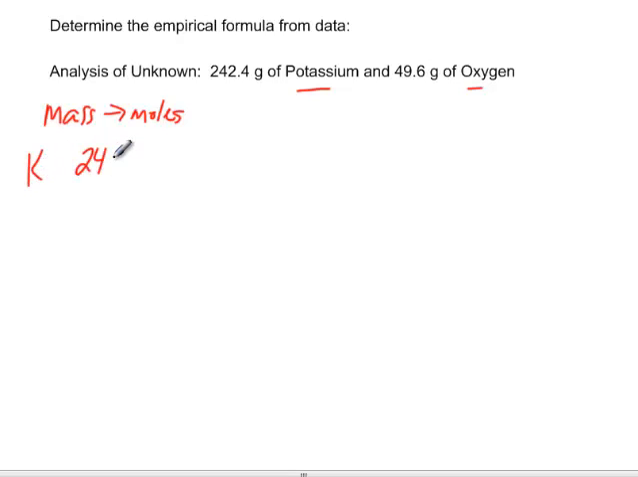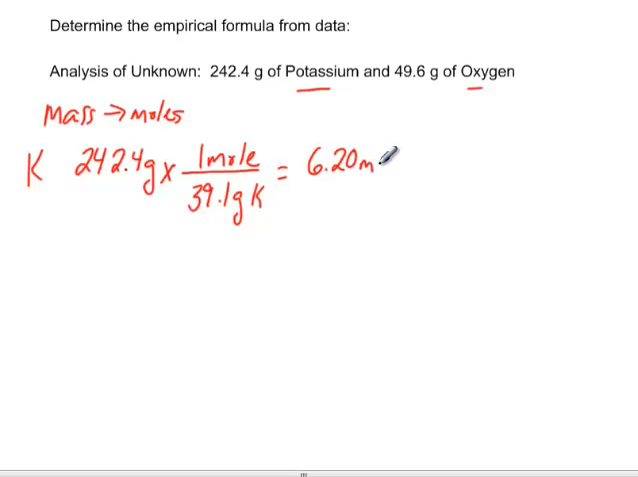We have 242.4 grams in the compound. We need to know how many moles that is. So we're going to look at our wonderful periodic table. And we know that 1 mole has a mass of 39.1 grams, and that's potassium. So when you do the conversions here, you get 6.20 moles, and that's potassium.